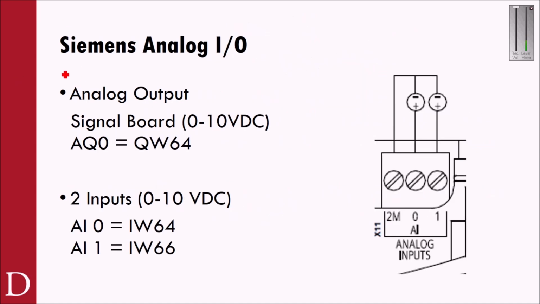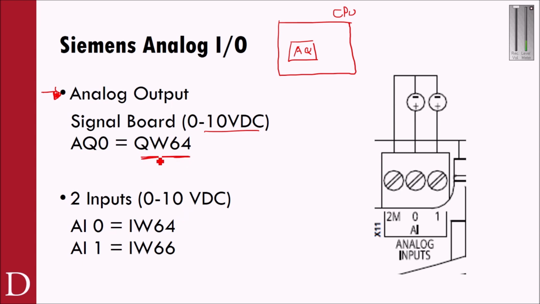When we get into the lab with the S7-1200, we have one analog output. I don't have a picture of it here, but if you remember, the actual PLC CPU has a signal board that's right here, and that signal board is our analog output. That analog output is a 0 to 10 volt DC output, and it's going to be referenced as QW64 in your PLC code.